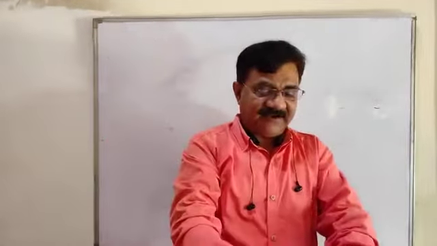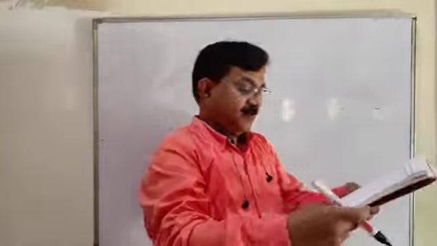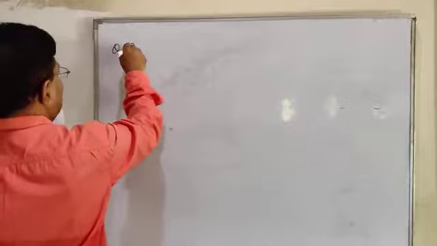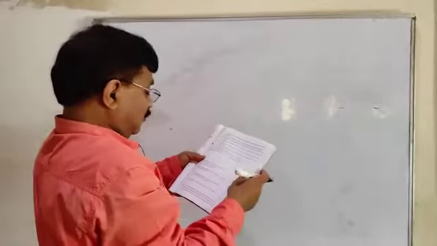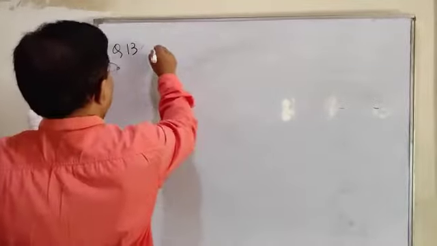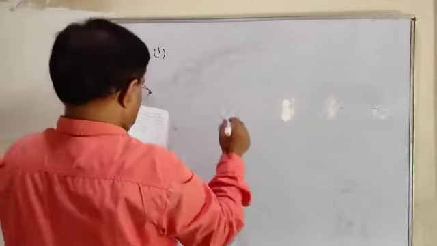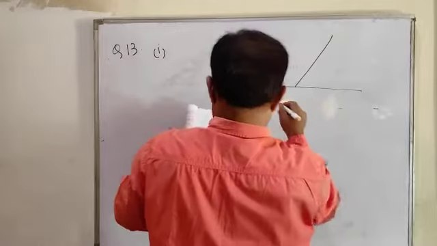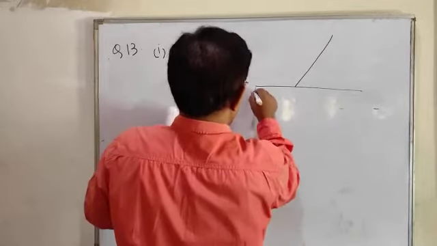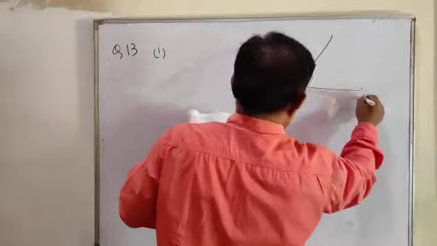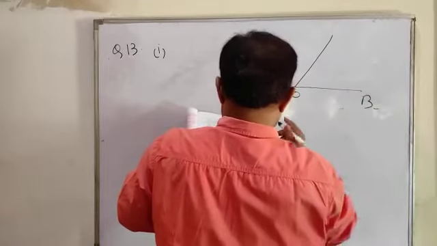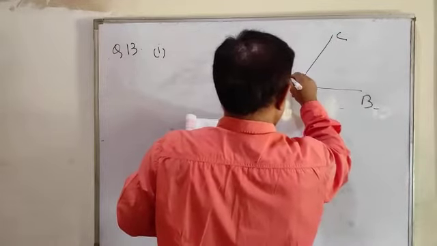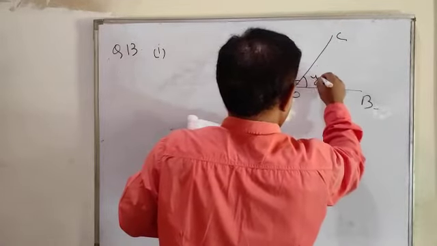Question number 13. Let us see question number 13. What is there in 13? Two questions are there. One I will solve for you. AOB, and here is C. This is x degree and this is y degree.